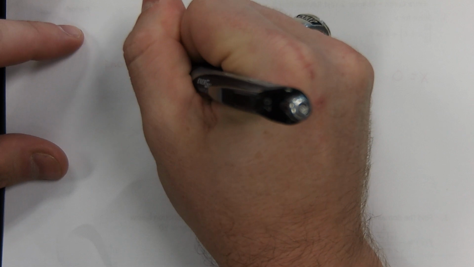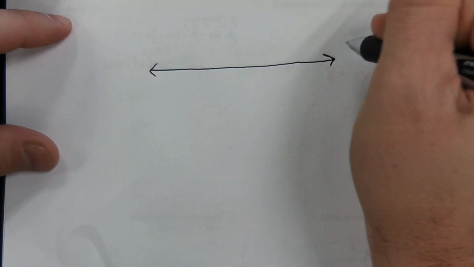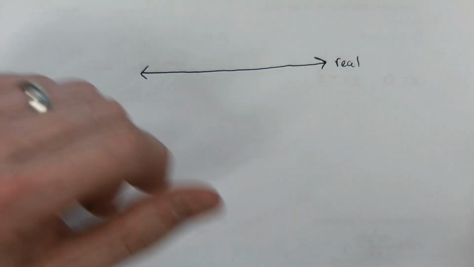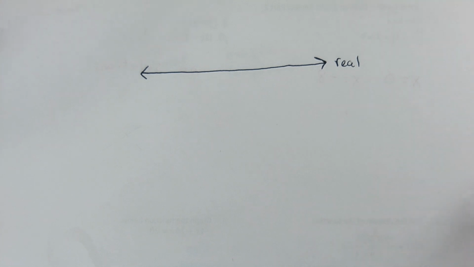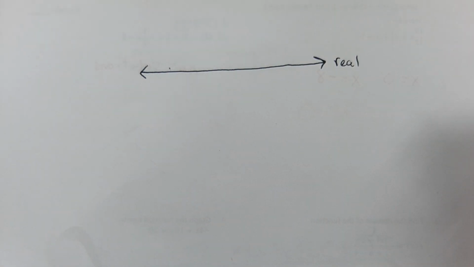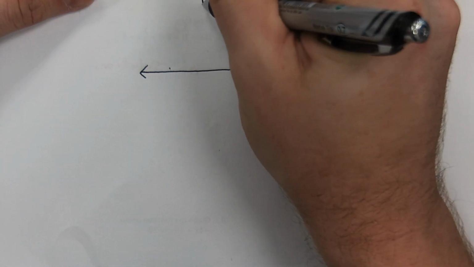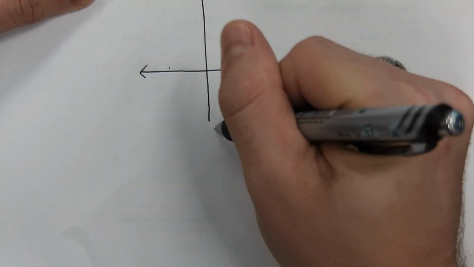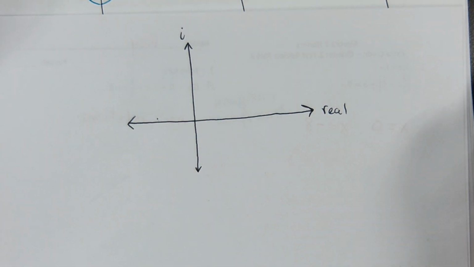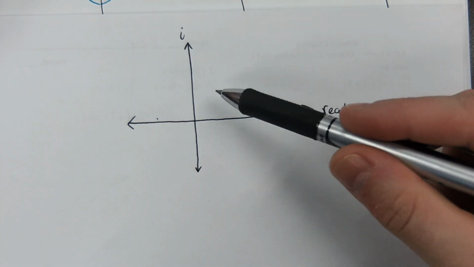I'm going to draw a number line. You probably didn't know that every time you drew a number line, you were actually drawing a real number line. And every number on it represents a real number. Okay. Then where's the imaginary number line? It's here. This is the real number line. This is the imaginary number line.